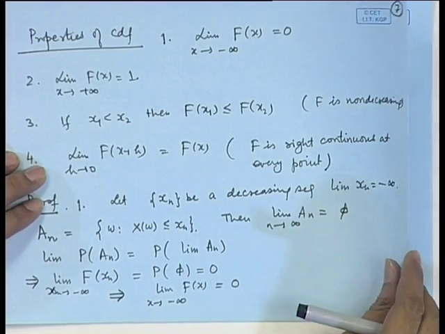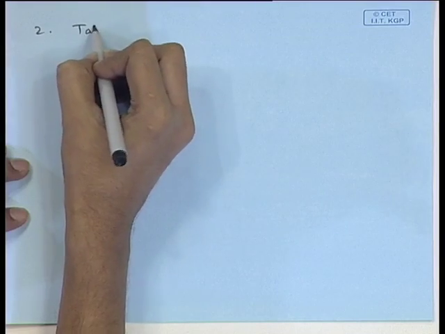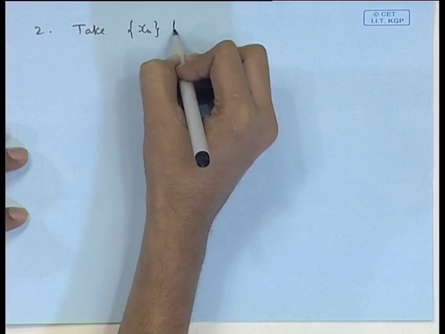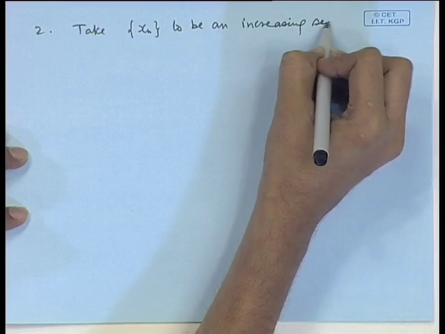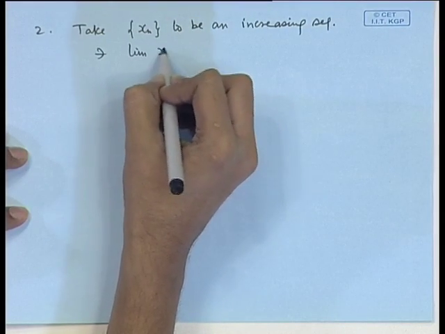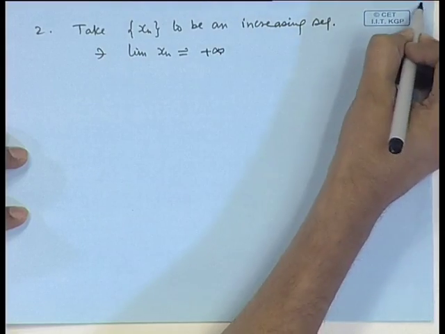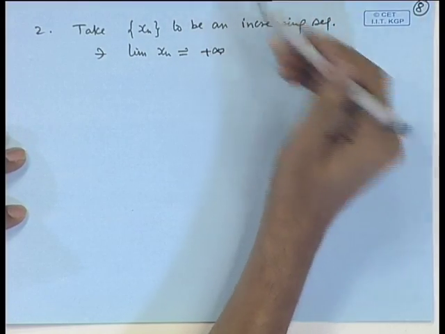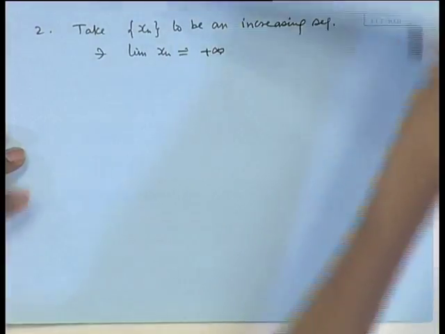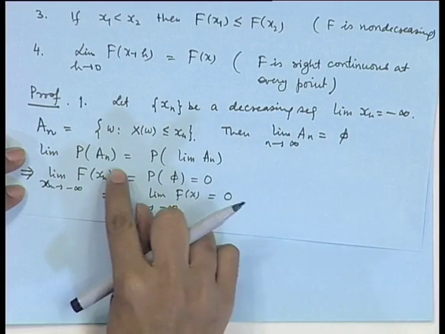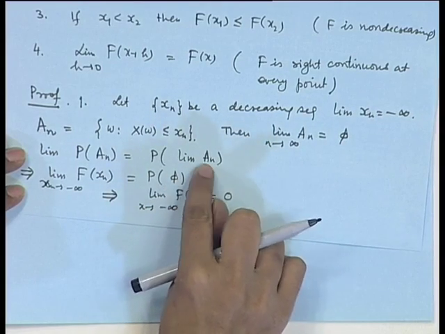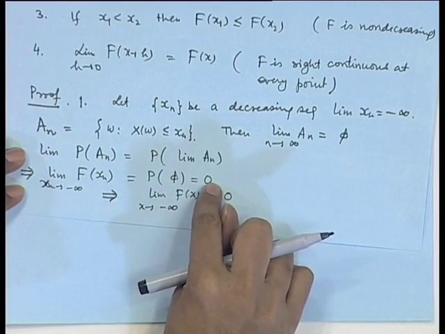In a similar way, we can consider a sequence which is increasing to plus infinity, and then if we take the limit, take x_n to be an increasing sequence such that limit of x_n is equal to plus infinity. If we take this and apply the argument given in the previous one, then here we will have limit of A_n is equal to the full space, and therefore, limit of A_n will be omega, and here you will get equal to 1.